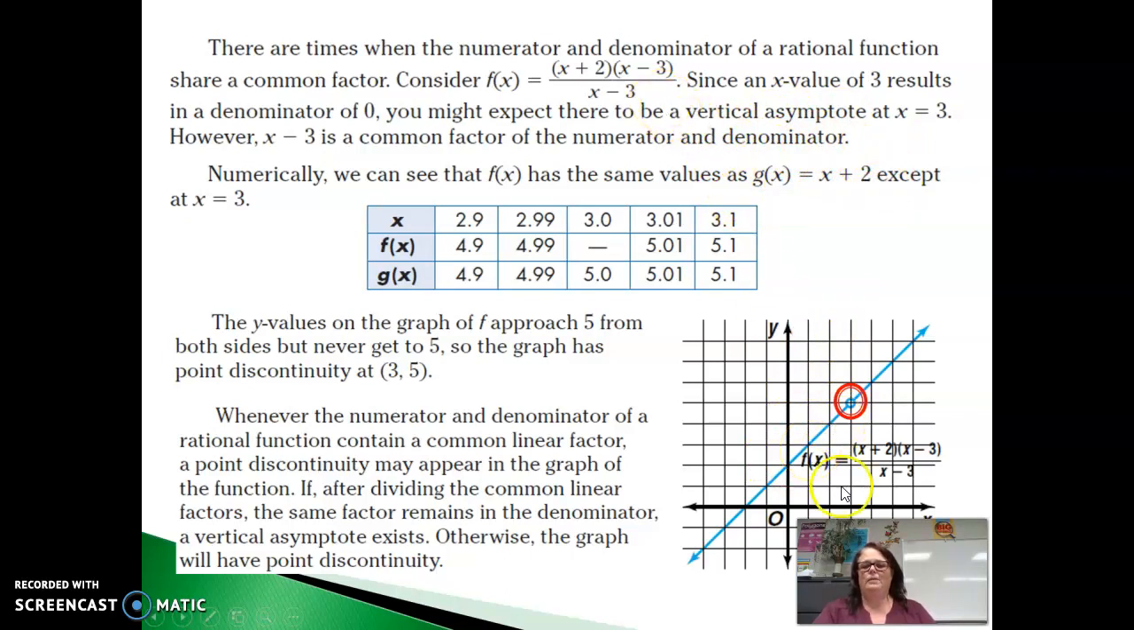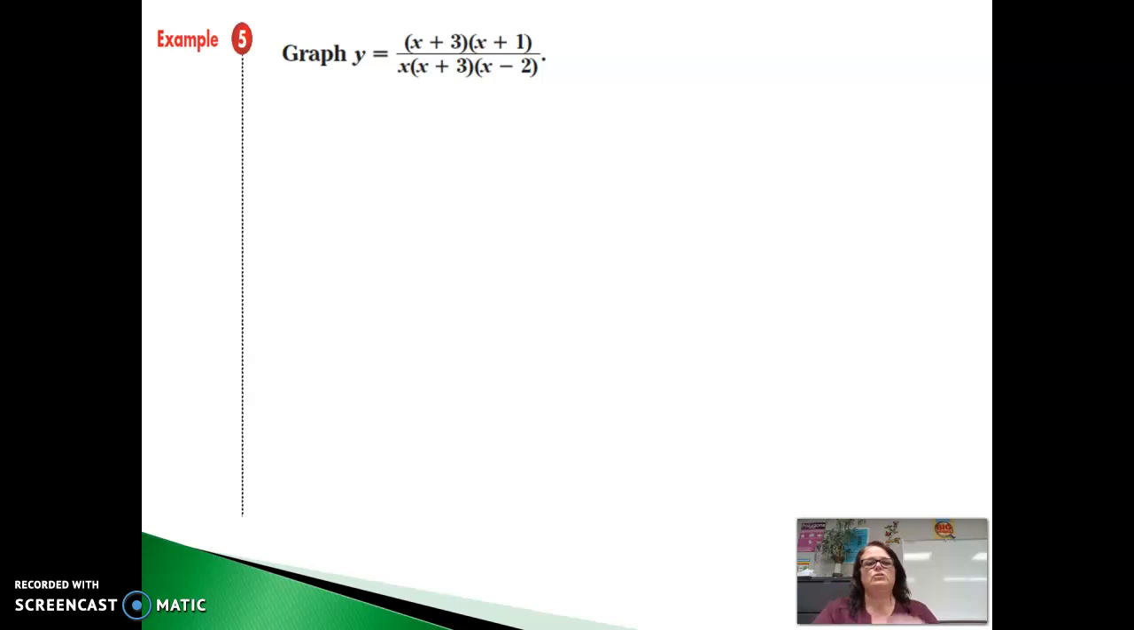But if I try to plug in x equal to 3 to my original function, I would get a denominator of 0, and that can't happen. So at x equal to 3, I have a hole instead of an asymptote. So at 3, 5, there is a point discontinuity. Taking a look at this graph right here, do you see that we have x plus 3's in common? Those would cancel, and then I would be left with x plus 1 over x times x minus 2. So the x equal to negative 3, that part that I canceled out, is going to be a hole.